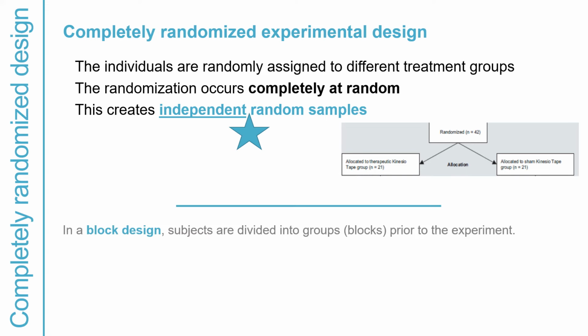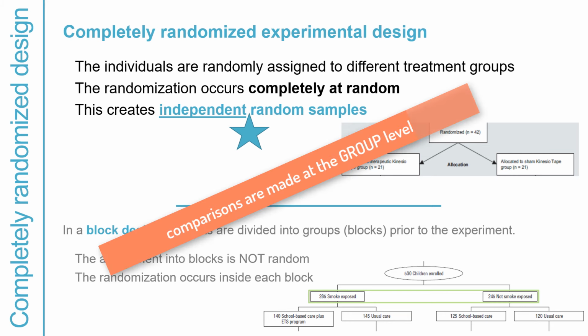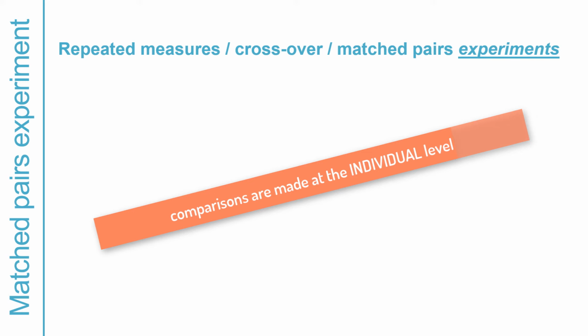A variant of that is called the block design, where individuals are first split according to some feature before the random assignment. The purpose of this being to avoid imbalance in your random assignment that could possibly occur by chance. In both of those designs, the comparisons we make will happen at the group level. In contrast, we may design an experiment where we want to be able to make comparisons at the individual level.